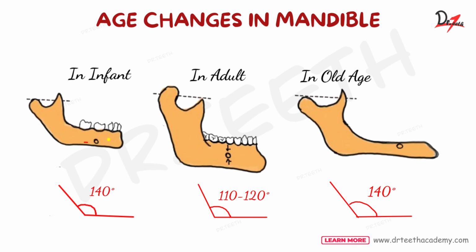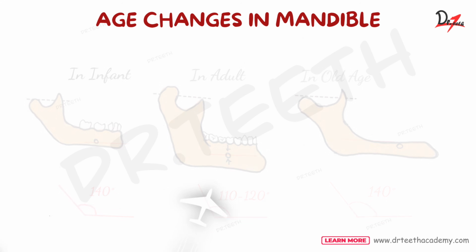In newborns, mental foramen is close to the base due to the presence of teeth within the body of the mandible. In adults, the mental foramen opens midway between the upper and lower borders due to the deposition of bone. And in old age, mental foramen is close to upper border due to resorption of bone and loss of teeth.